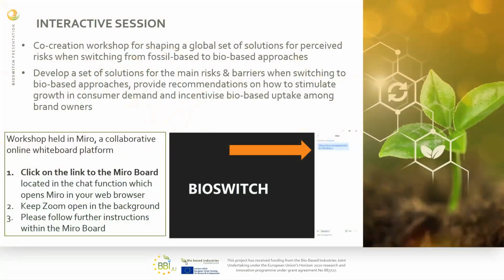Hello, everyone. I'm Emily Marsh from MTU in Ireland, and I'll be bringing you through the interactive session today. This is a co-creation workshop for shaping a global set of solutions for perceived risks when switching from fossil-based to bio-based approaches. The main objective is to develop a set of solutions for the main risks and barriers, to provide recommendations on how to stimulate growth in consumer demand, and also to incentivize bio-based uptake among brand owners. This workshop is held in Miro.